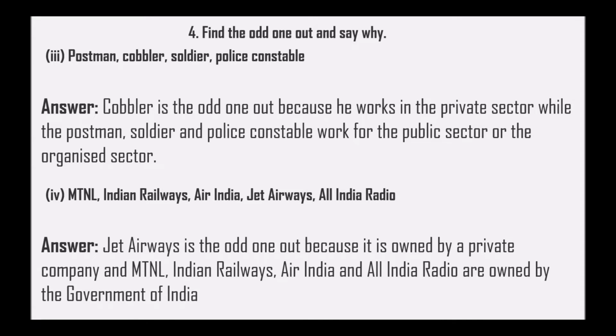Postman, cobbler, soldier, police constable. So cobbler is the odd one out because he works in the private sector while the postman, soldier and police constable work for the public sector or the organized sector. And MTNL, Indian Railway, Air India, Jet Airways, All India Radio. So Jet Airways is the odd one out because it is owned by a private company and the remaining are owned by the Government of India.